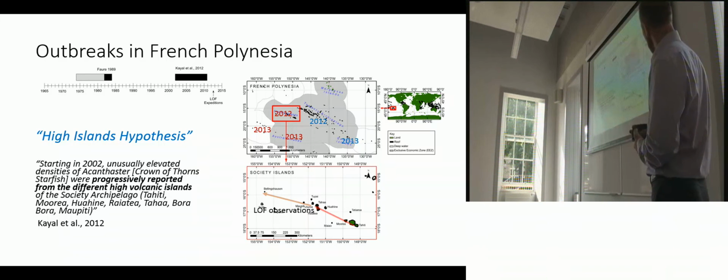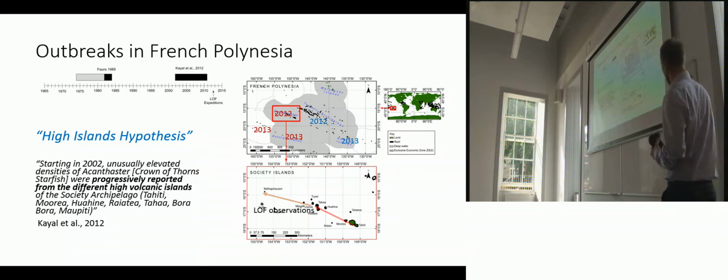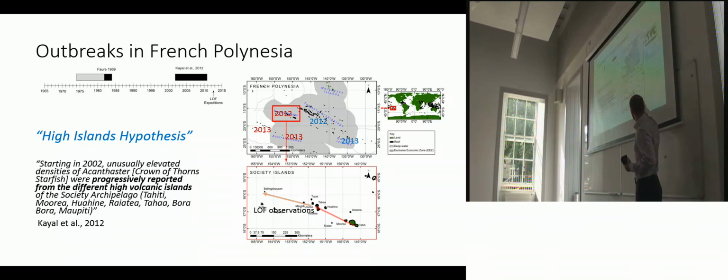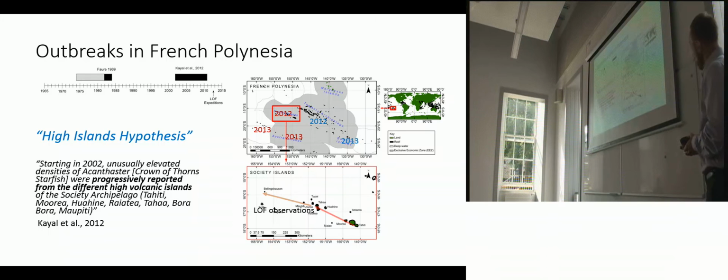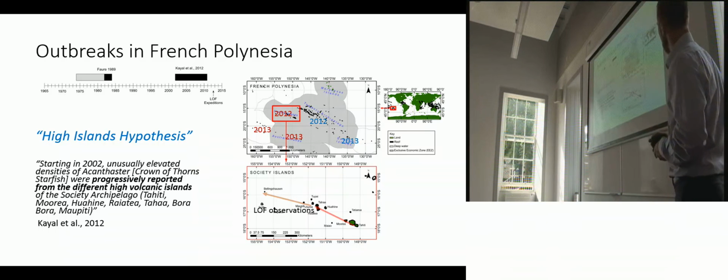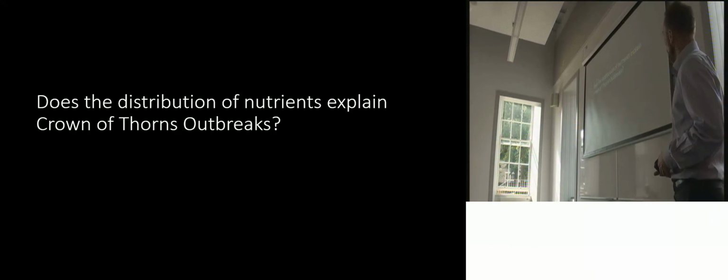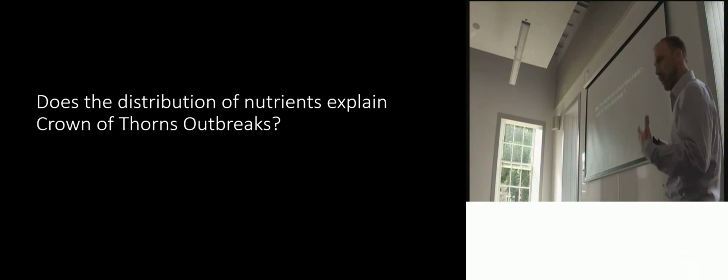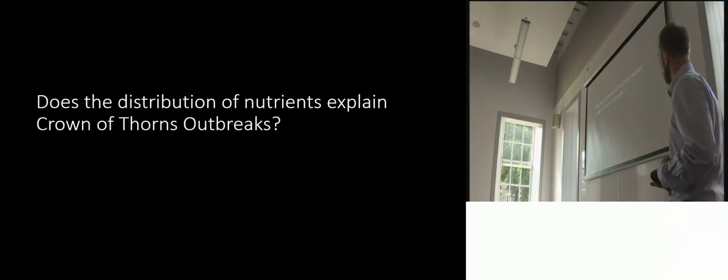But what we see is that we had an outbreak occurring here in Moorea or Tahiti. And generally it seems like it may well have moved up this direction through the Society Islands, and then our work suggests it's actually made it out to some of these atolls. So these are no longer high islands, but we want to look and see whether or not we can use nutrients to explain the distribution of these crown of thorns outbreaks.